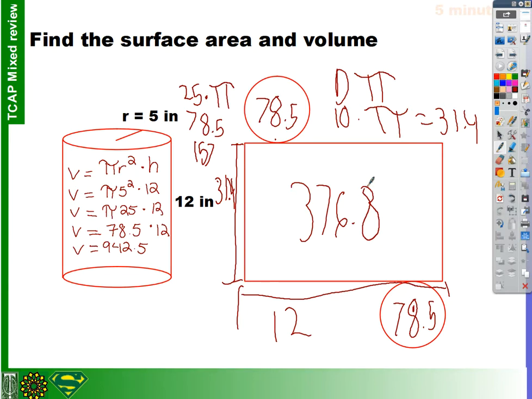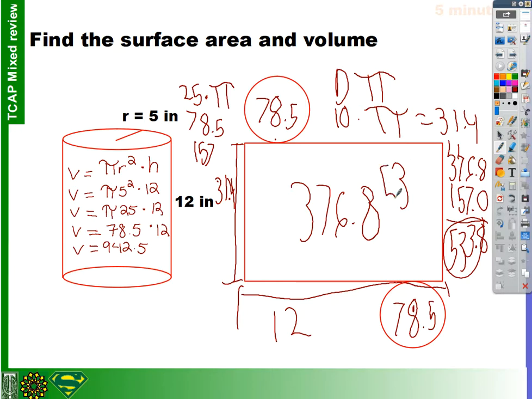And 376.8 plus 157, the area of the top circles, is 8, and then 6 plus 3, carry the 1, another 3, carry the 1, and 5. So add the decimal, and that's your answer, which is 533.8.